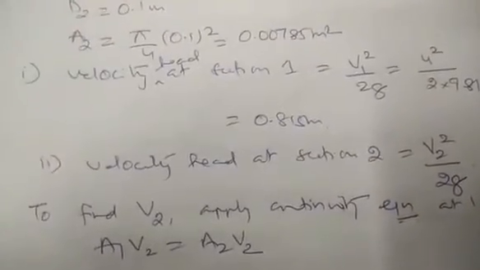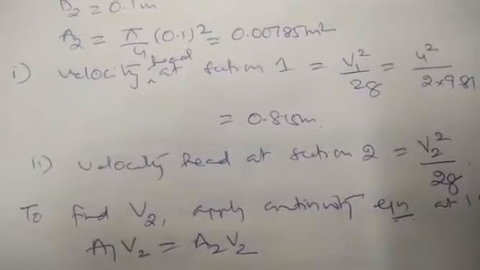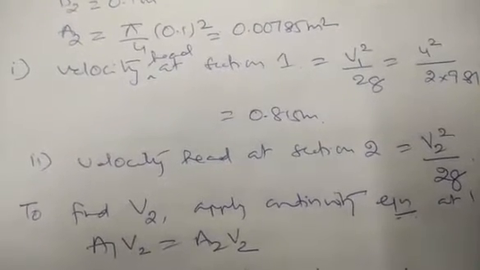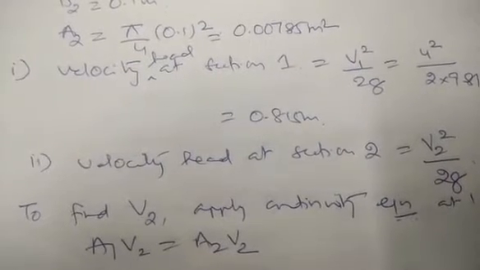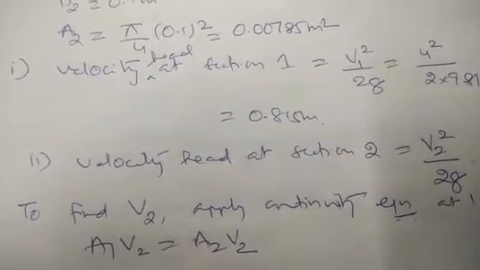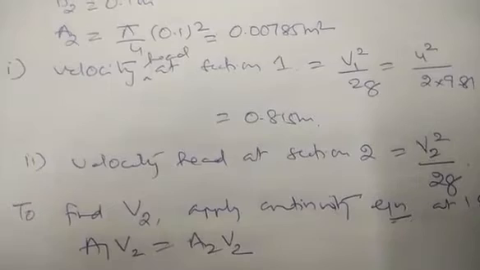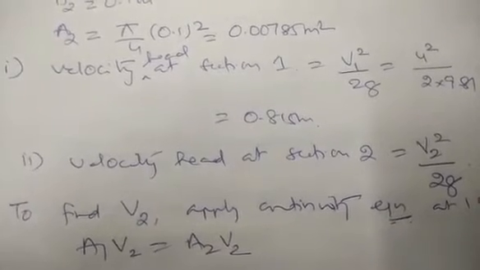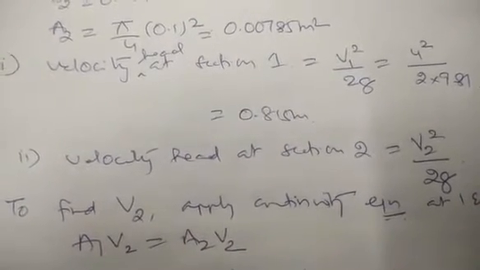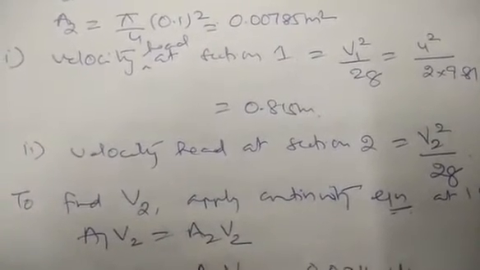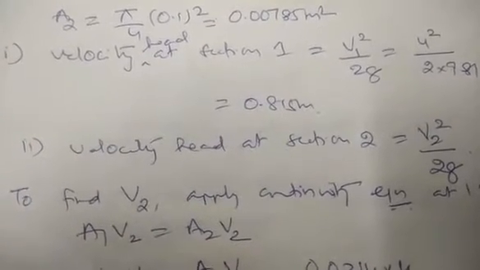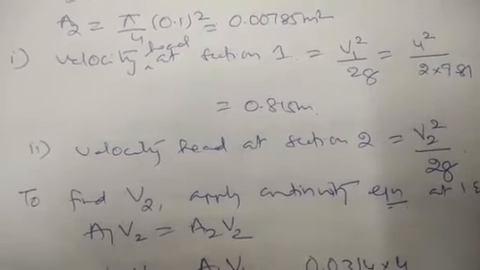Now we need to find out the velocity head at section 1, as we had discussed in the last problem. Velocity head at section 1 is equal to v1 square by 2g. v1 is given in the problem, it is 4 square by 2 into g. g is 9.81. From that calculation we get velocity head at section 1 as 0.815 meter.